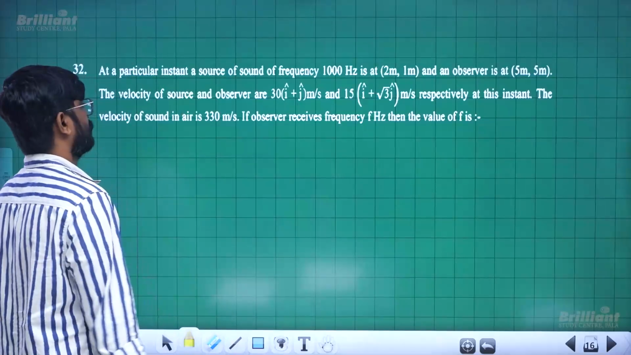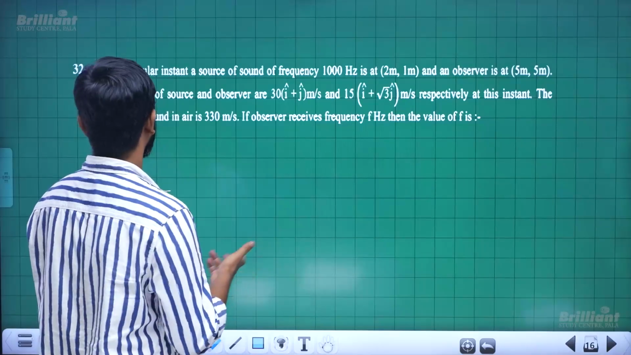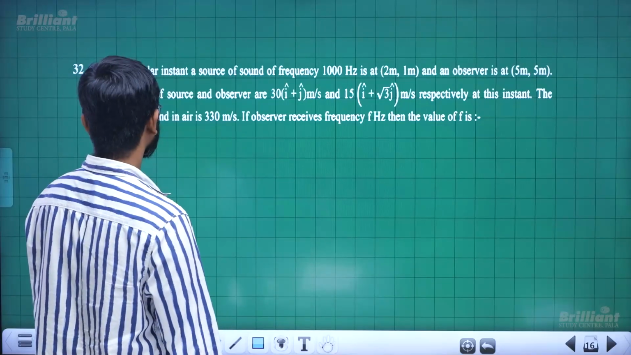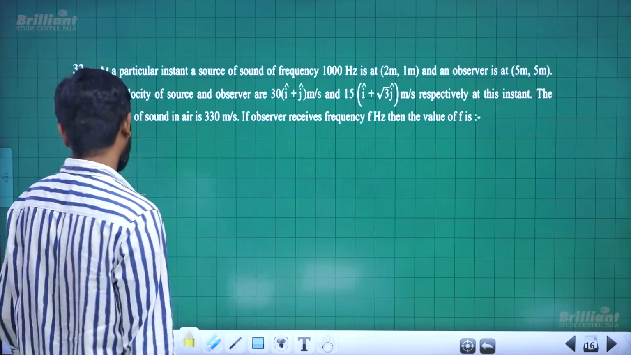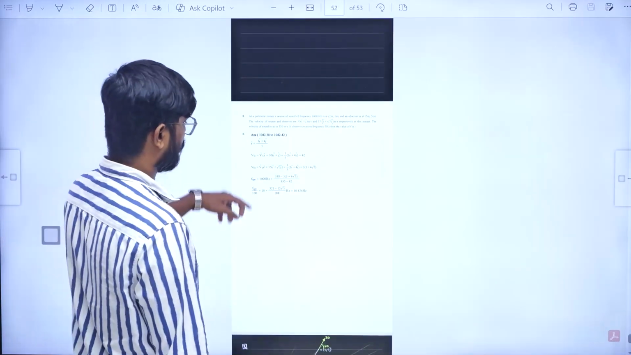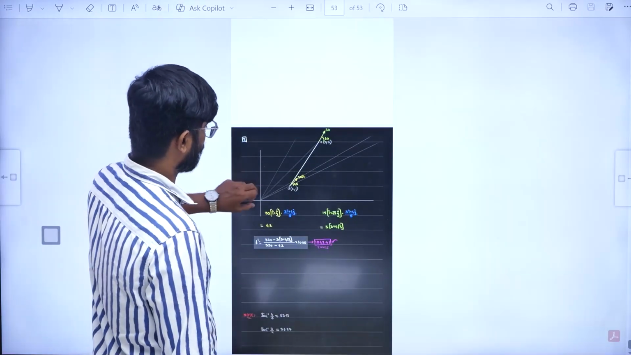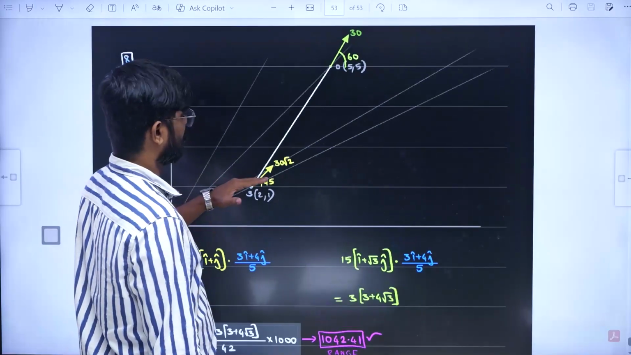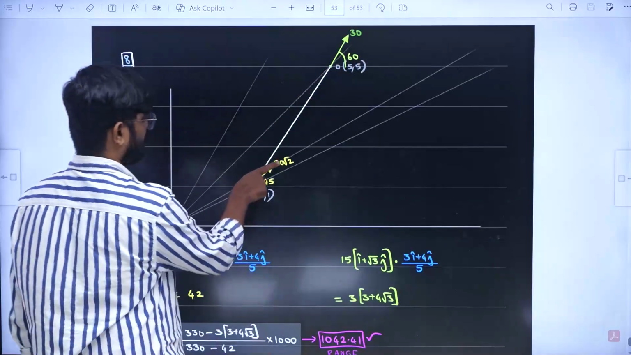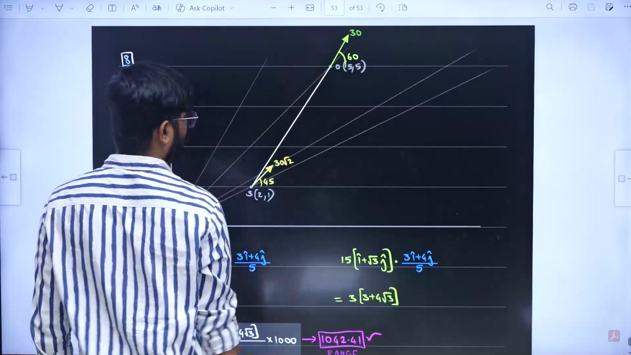At a particular instant, a source of sound of frequency 1000 hertz is at (2,1) and an observer at (5,5). The velocities of the source and observer are given. The velocity of sound in air is given. Then they were asking what is the apparent frequency. See, you can solve it like what they have done, or if you are not a math person, probably you can try to draw the figure. You will see the observer will be somewhere here, the source will be somewhere here, and this velocity is something like this, this velocity is something like this. Then you need to resolve all the velocities along the line joining.